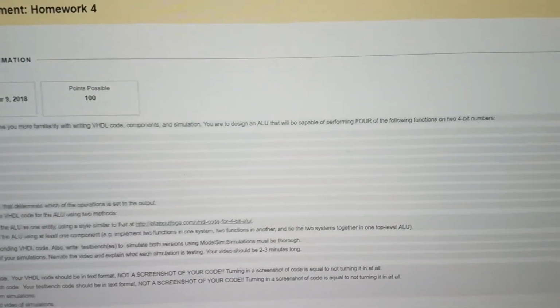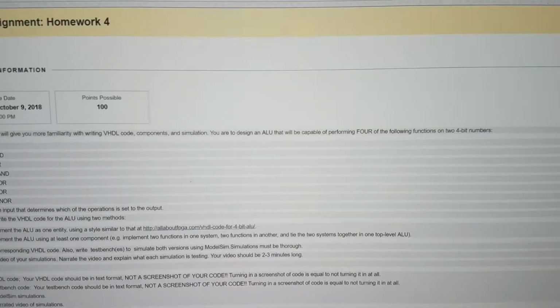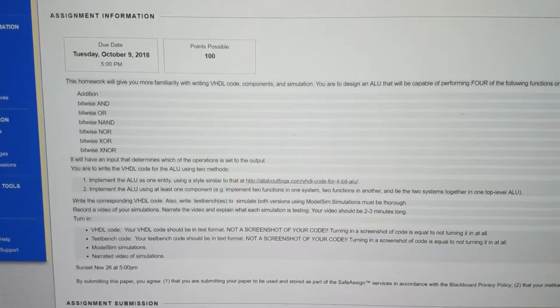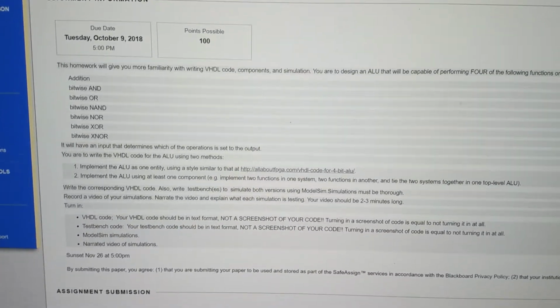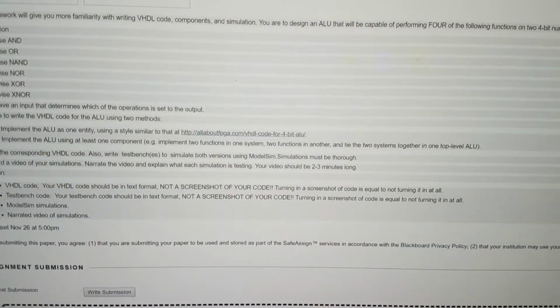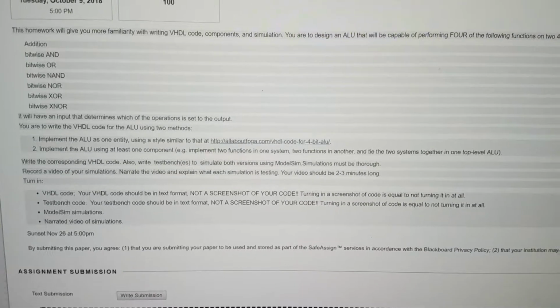In this homework, we are designing ALUs that will be capable of performing 4 of the following functions on 2 4-bit numbers. The functions are as follows: AND, OR, NAND, NOR, XOR, and XNOR. We are doing this with 2 different ALUs. So let's go ahead and get into the second one.